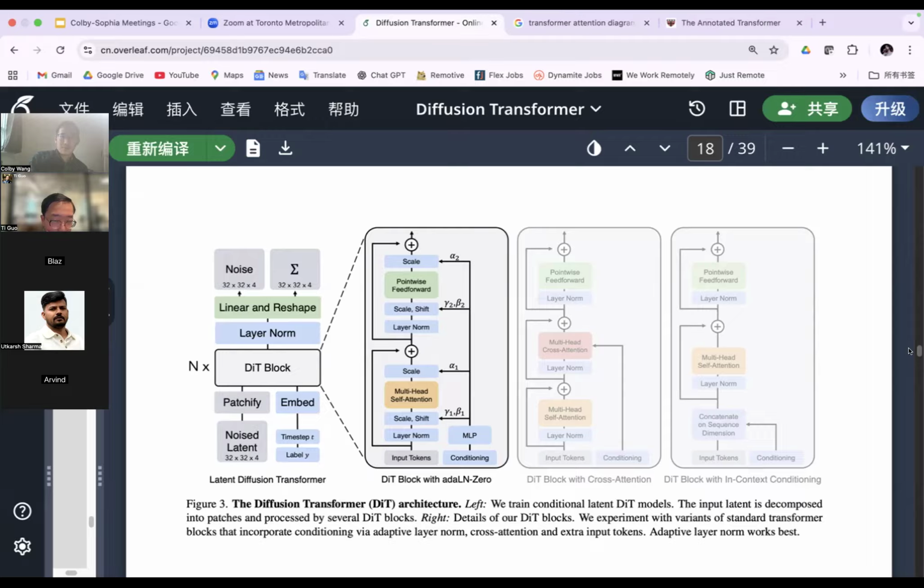Sorry, I misremember this part, but throughout each run of this, are we actually getting a smaller and smaller image? No, we only operate in the latent space. Oh, okay. So we get the input token from the latent space, and it's already a smaller image.